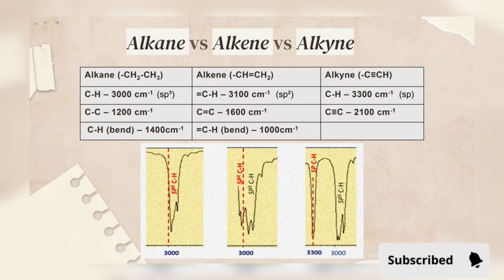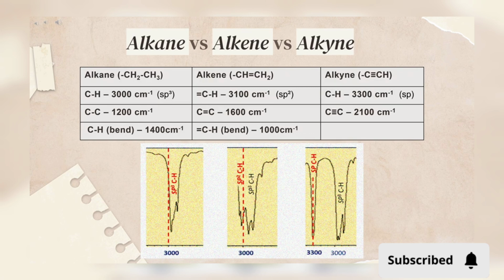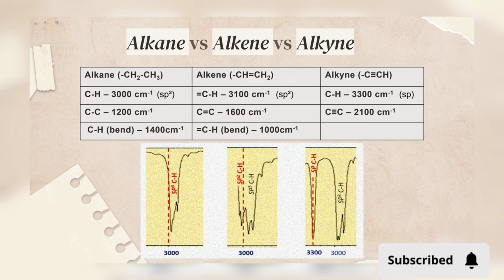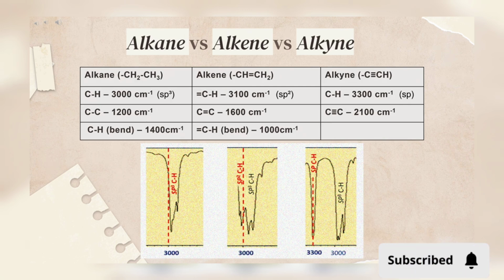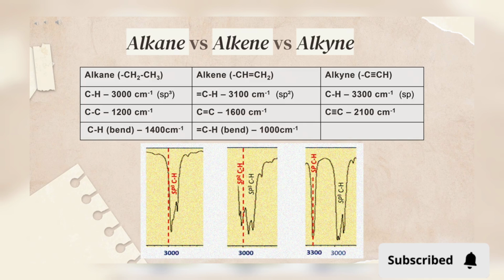Let's quickly compare IR ranges of alkanes, alkenes, and alkynes. Alkanes, look for sp3 C-H stretch around 3000 per centimeter and bending around 1470 per centimeter. Alkenes, sp2 C-H stretch appears just above 3000 per centimeter, with C double bond C stretch around 1600 per centimeter, plus diagnostic out-of-plane bends around 1000 per centimeter. Alkynes, sharp sp C-H stretch at 3300 per centimeter, and a C triple bond C stretch around 2100 per centimeter.